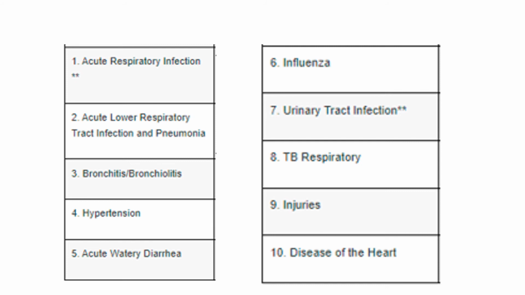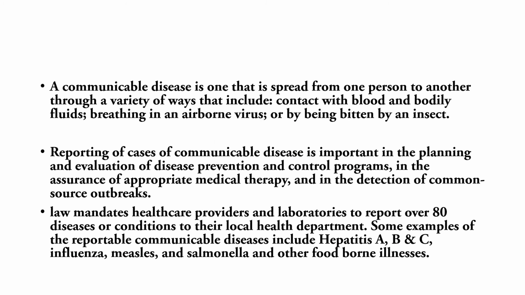Hypertension, number 4, right? Acute watery diarrhea, influenza, urinary tract infection, number 7, TB. So that counts as another respiratory disease, injuries, and diseases of the heart. So we should be wary of these diseases. Anyway, we will have a separate discussion on communicable and non-communicable diseases. Right. So this is just an introduction.